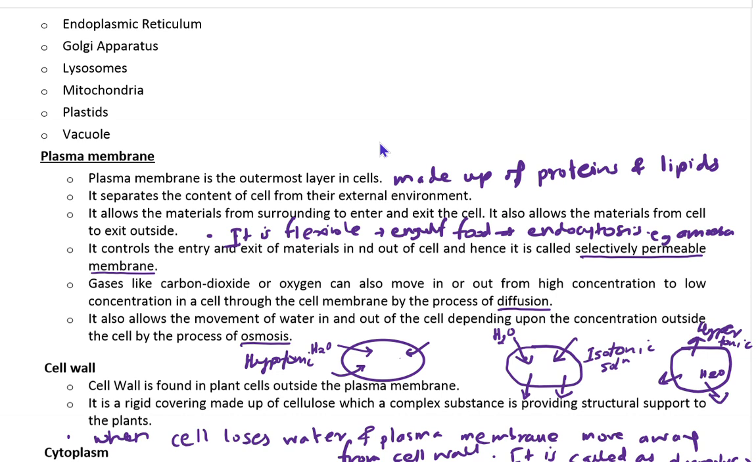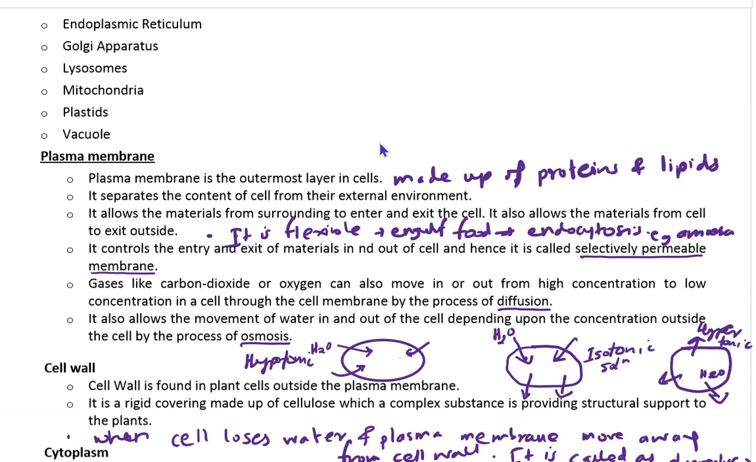So in some organisms like amoeba, the flexibility of the plasma membrane allows it to engulf food particles in its surrounding by forming finger-like structures called pseudopodia, and the process of engulfing food is called endocytosis.